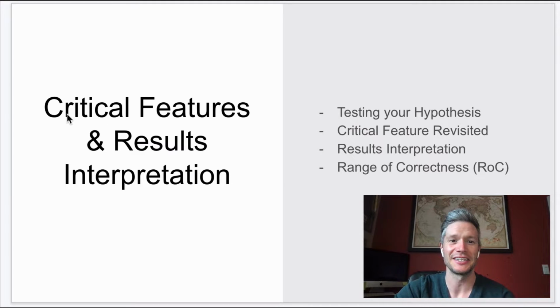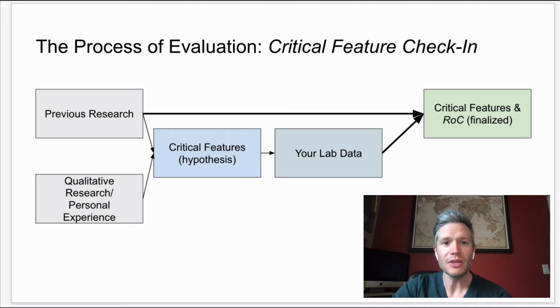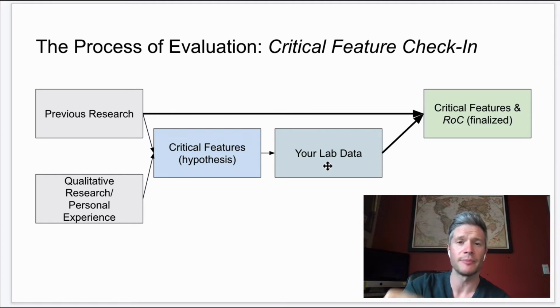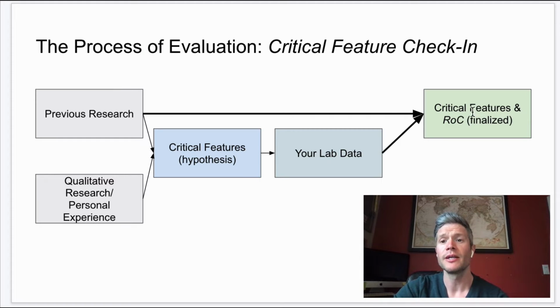Okay. So if we try to figure out where we're at in the process, we've done quite a few points. You have your hypothesis. So we're at the point where you're going to go to the lab, collect your data, and then what do you do with that? Well, you need to figure out how to use it for your critical features, as well as your range of correctness, and how we finalize that. That's the big goal of today's lecture: giving you more support and setting you up for success for your lab data collection, interpretation, and application.